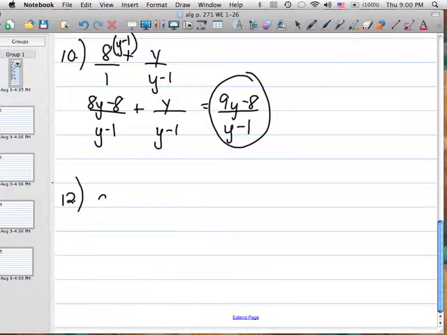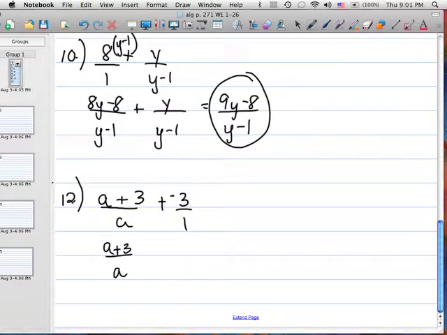Problem number 12, we have a plus 3 over a minus 3. We're going to put 3 over 1, make that plus a negative 3. Least common denominator is a. So to get the second fraction to be that, we need to multiply by a, top and bottom. So the top is negative 3a.